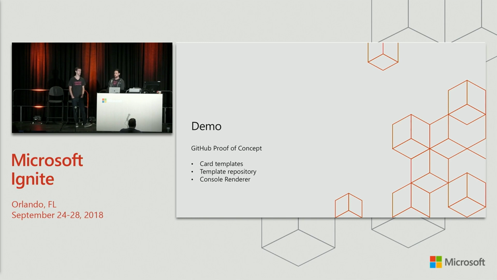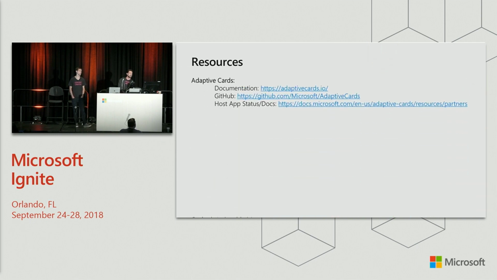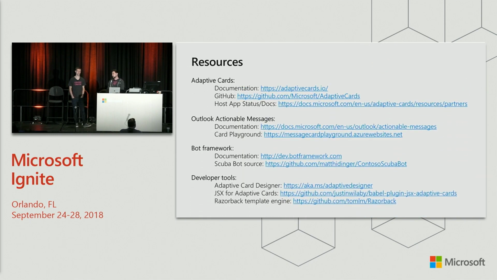Okay, so quick summary. We showed you card templates, the template repository, and the console renderer. And everything we showed is effectively at the following links. So our docs, our GitHub, all the host app status, all the Outlook actionable messages, bot framework stuff, developer tools. I'll give you guys a minute on this slide to see if you want to take pictures.